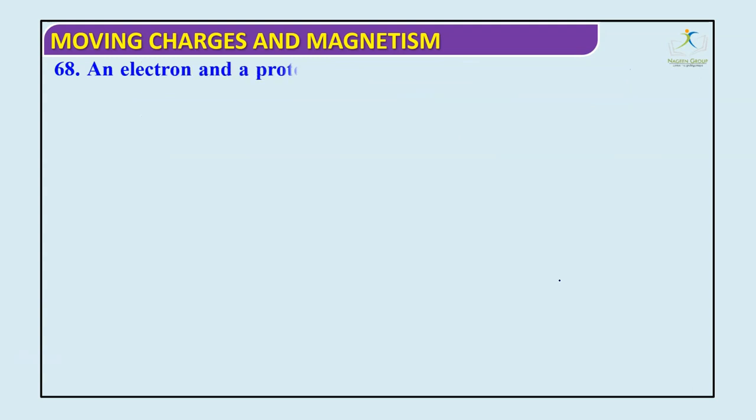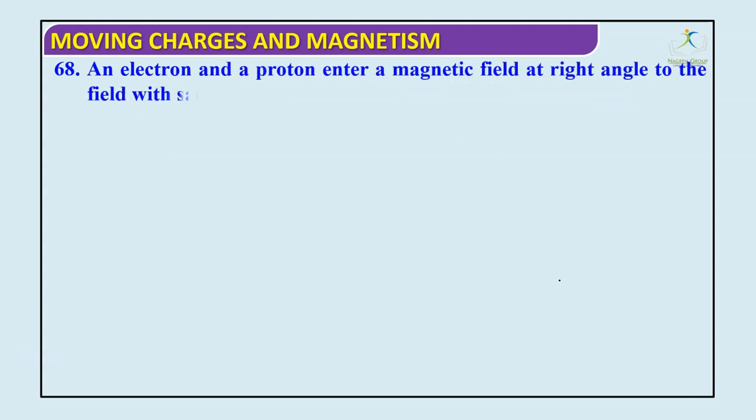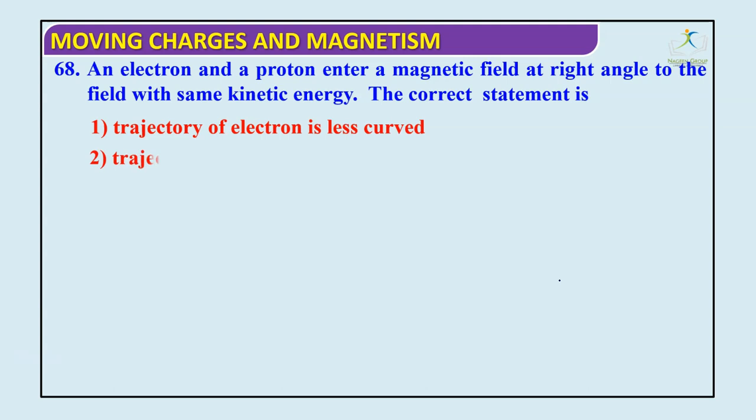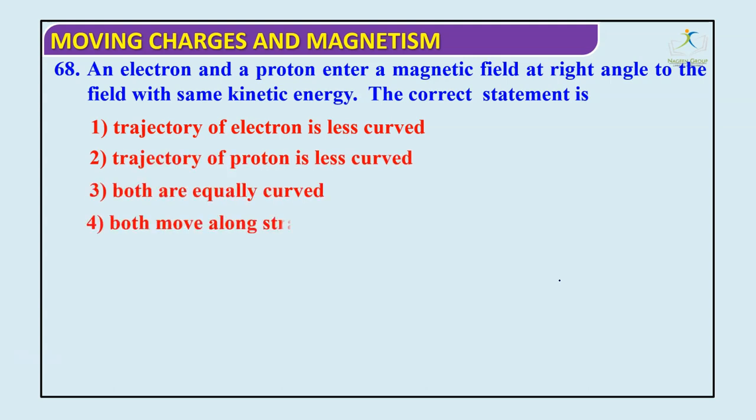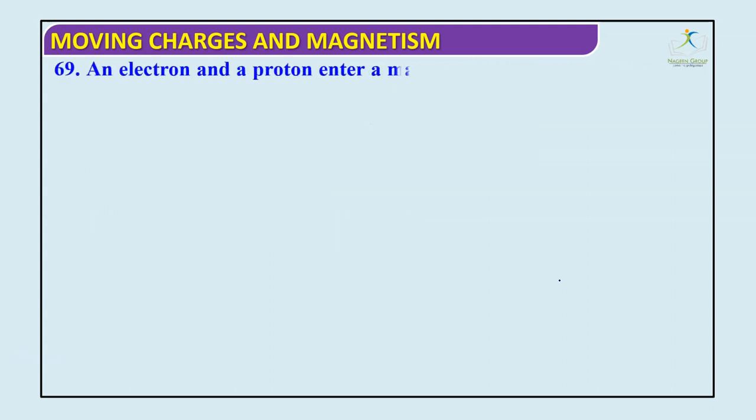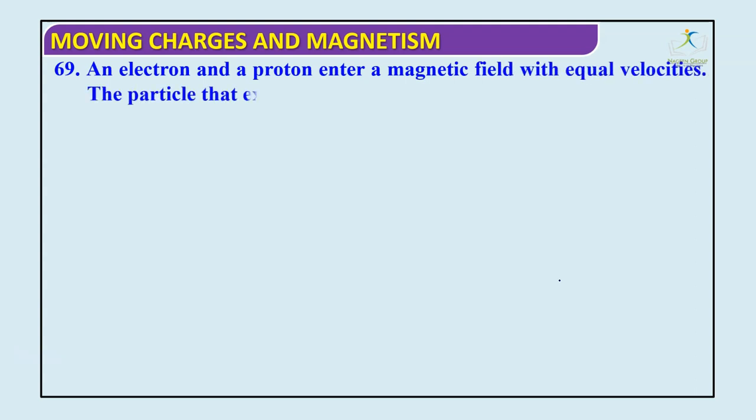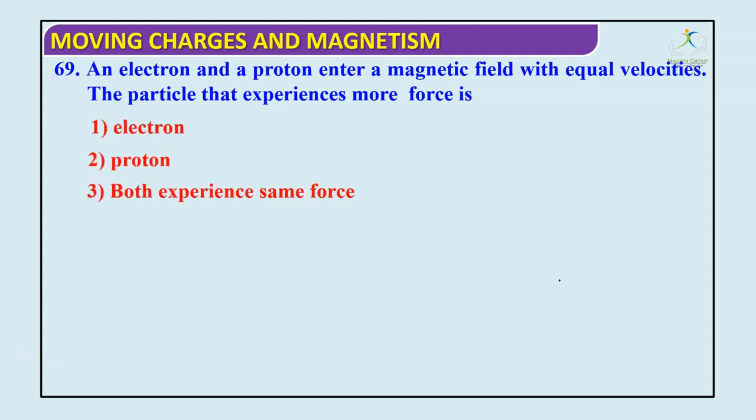Next question, we have an electron and a proton entering a magnetic field at right angle to the field with the same kinetic energy. The correct statement, we have these. So, the correct answer for this question is option 2. An electron and a proton enter a magnetic field with equal velocity. The particle that experiences more force is, we have these options. The correct option for this question is option 3.